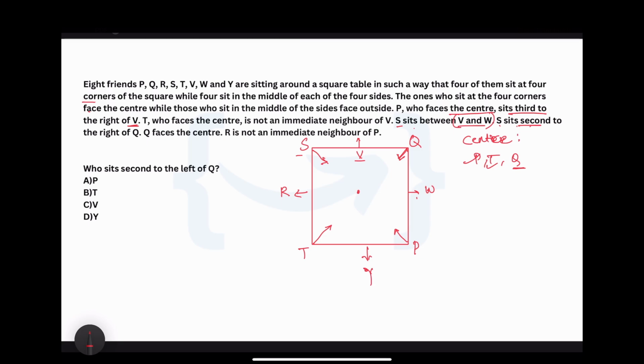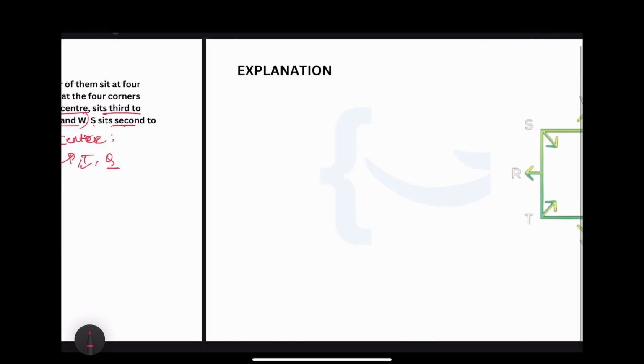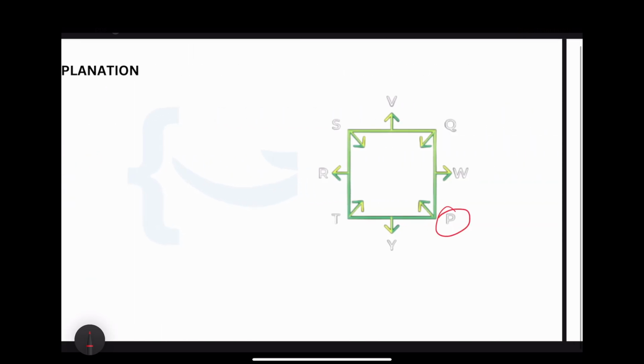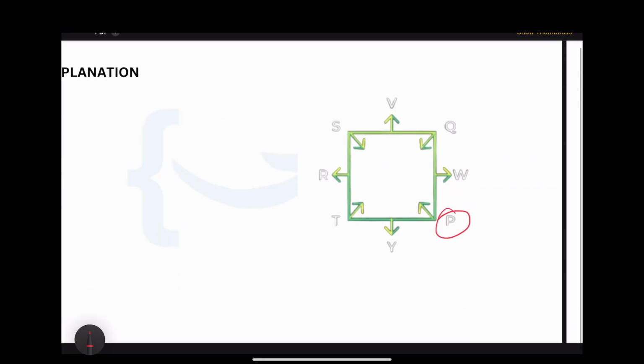Now who sits second to the left of Q? Right is this, left is this. So second to the left of Q is the answer, P. And P is the right option. Let me see. Yes, P is the right option. So yes, bingo, you solved your question.